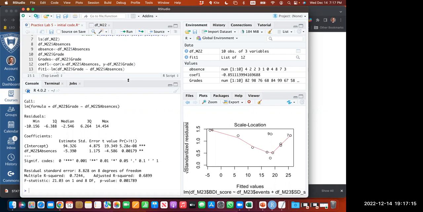So if we want to estimate now an exam grade, and we have an individual that never missed class, what is that individual's grade going to be? If you look at this model, if x equals 0, what will the grade be? 94, exactly. It's the intercept.